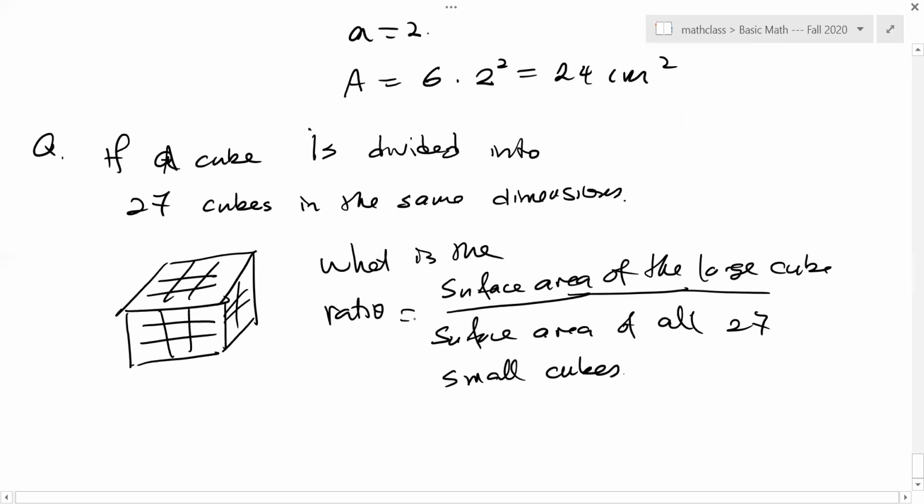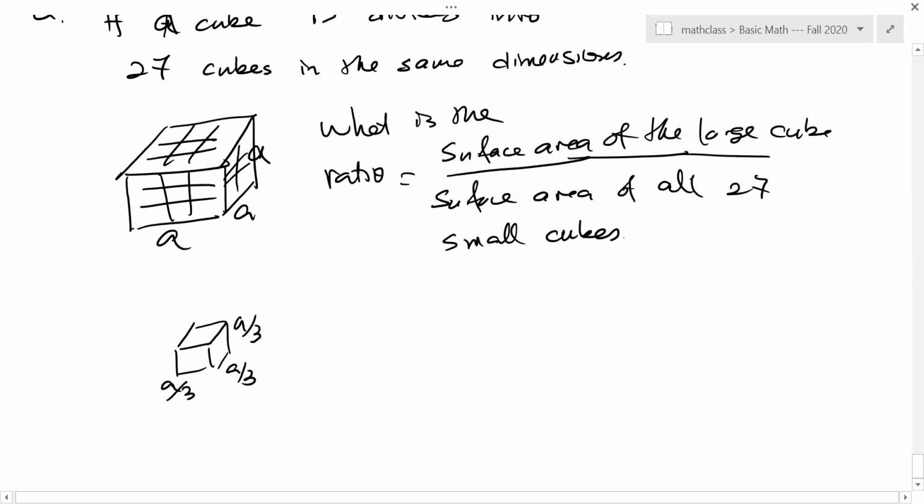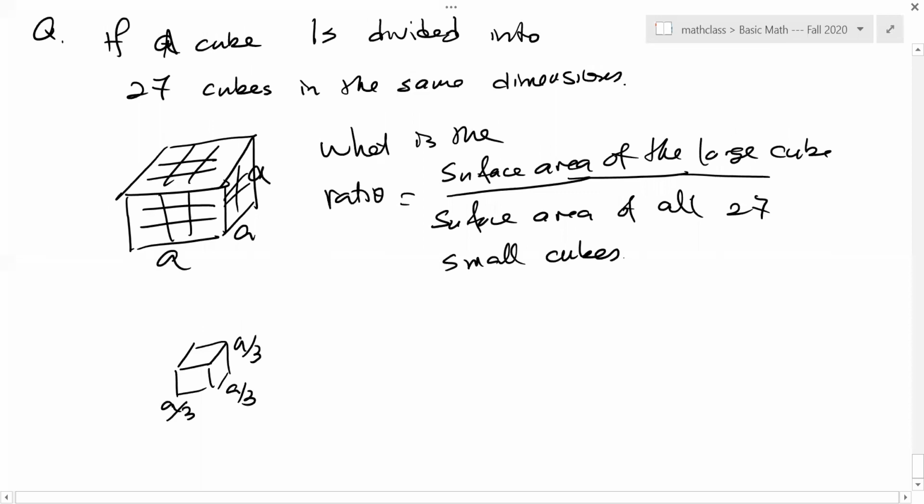You will be surprised: the more cubes you cut, the surface area of all the smaller cubes is getting larger and larger. But the surface area of the larger cube is fixed. This side is a, this side is a, this side is a. A smaller cube is going to be a over 3, a over 3, a over 3. All right, so let's look at the ratio.